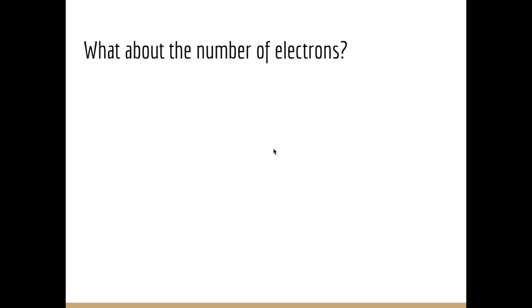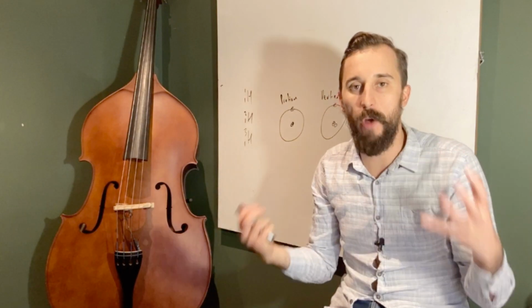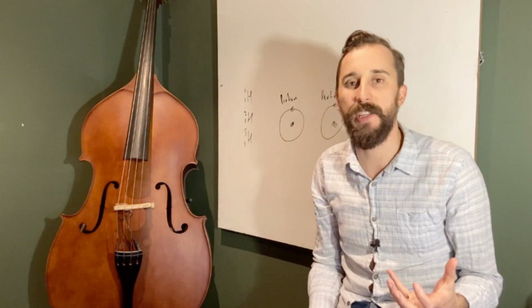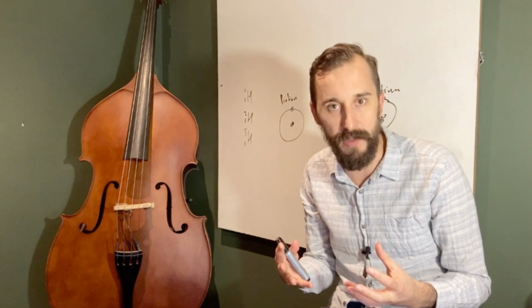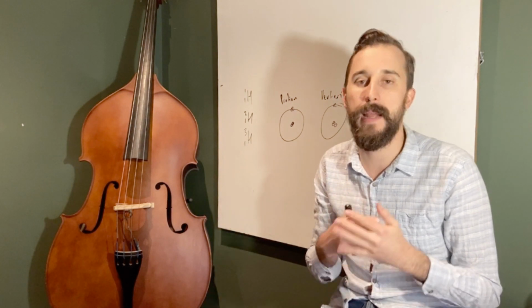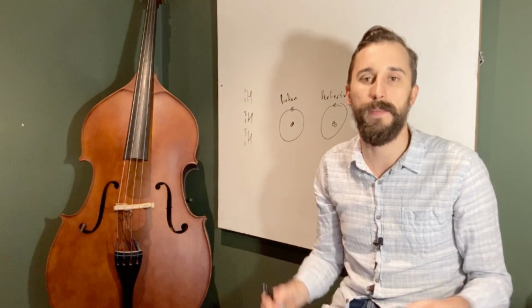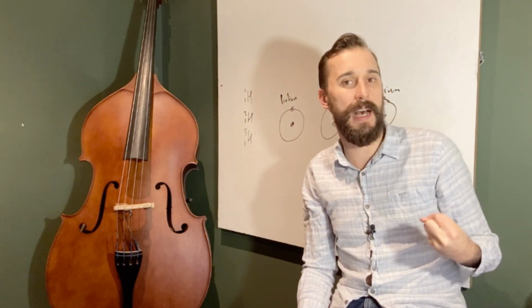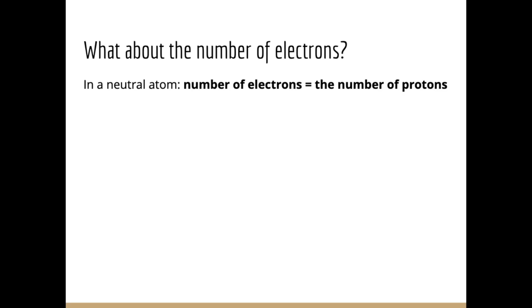So where did I get these numbers of electrons from? A neutral atom is neutral because it has no overall charge. So if it has no overall charge, it means the negative charge in the element has to be the same as the positive charge in the element. So in a neutral atom, you can get the number of electrons because it's going to be the same as the number of protons. That's because it has to be neutral. And if you have the same number of positive charge and negative charge, you're going to end up with a neutral atom. So that's how we determine that.